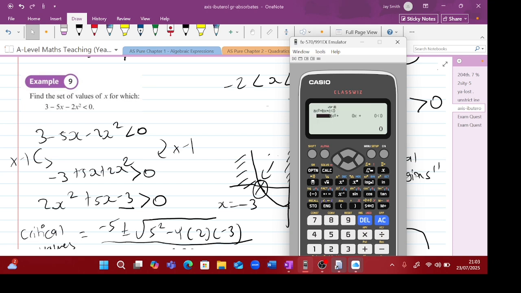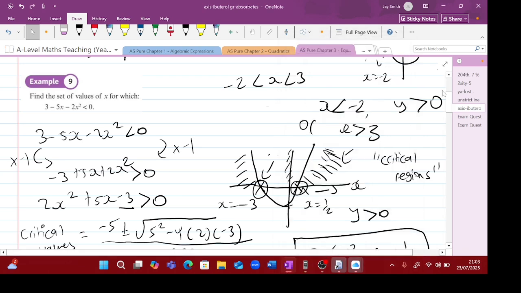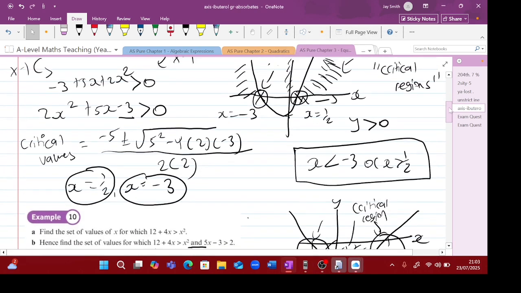Then you have to input the quadratic. Firstly it's minus 2x squared, so that's minus 2. Then we have minus 5x, so minus 5, and 3. You just have to put the coefficients in, and then it will give you your solution. There we are. So this is when x is less than minus 3, or half is less than x.